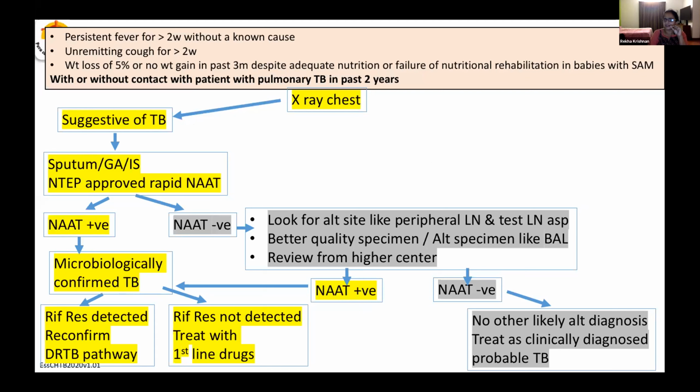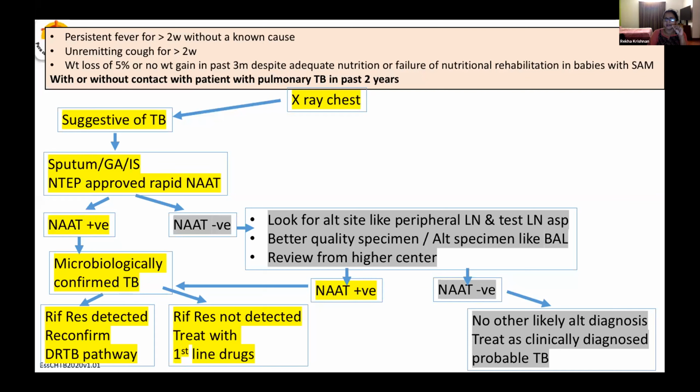And here comes the challenge for us. As Geetha madam has said, the two main challenges are, first, the difficulty in getting a sample from a small child. Of course, you can get a sample easily from an older child and adolescent, but there is difficulty in a small child. So we have the options of gastric aspirate or induced sputum. We then subject that sample to the nucleic acid amplification test, or CBNAAT, which everybody knows, the NTEP approved rapid test. It can be positive or negative. If you get a positive CBNAAT, then there is no confusion. You can take it as microbiologically confirmed tuberculosis.